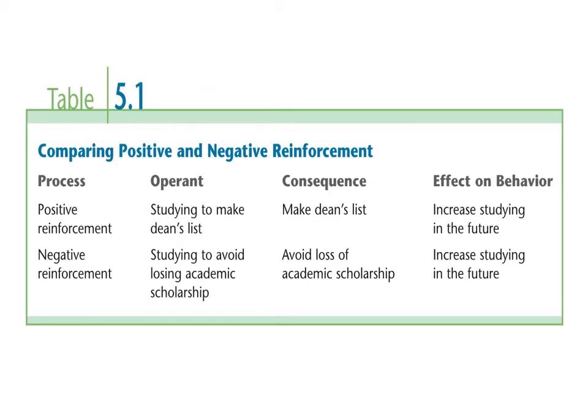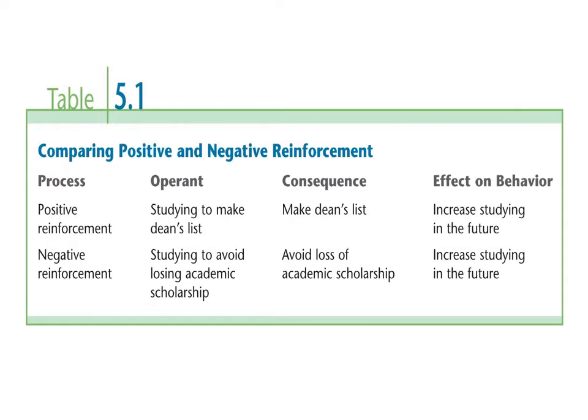Here's another example of positive versus negative reinforcement. And again, if you look at the effect on the behavior, both of them are an increase. Increase studying in the future. With the positive reinforcement, it's to gain or to get something desirable. So the person studies and they make the dean's list. The consequence of making the dean's list increases their study in the future because they would like to make the dean's list again.